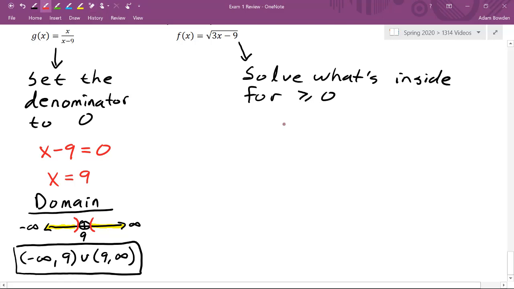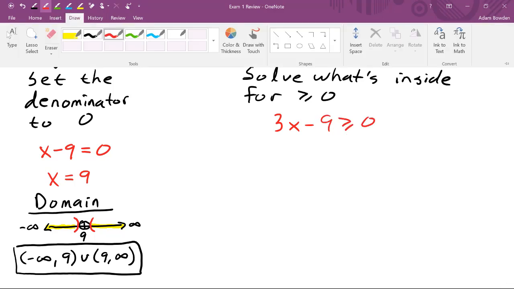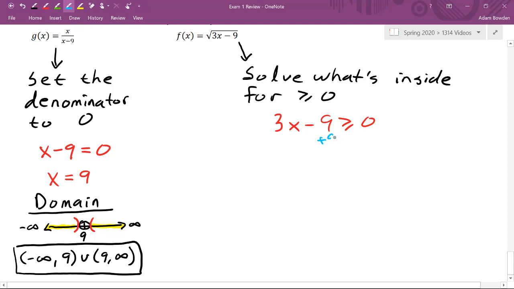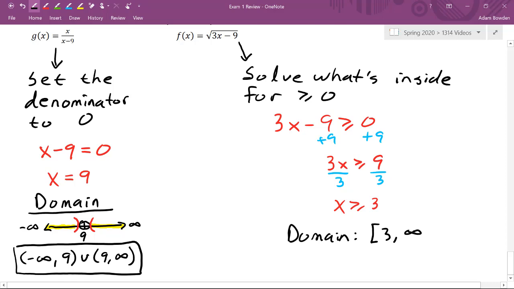So what that would look like is we'd have 3x minus 9 greater than or equal to 0. So we just have to go through the steps for solving here. Add the 9 over, 3x greater than or equal to 9. Divide by 3, x greater than or equal to 3. So that tells us what the domain is. If we write that in interval notation, that would be bracket 3, comma, infinity.